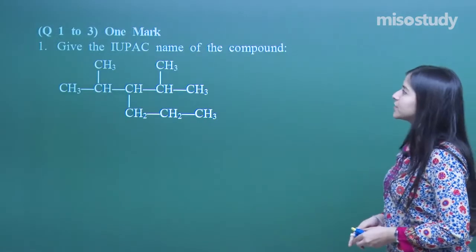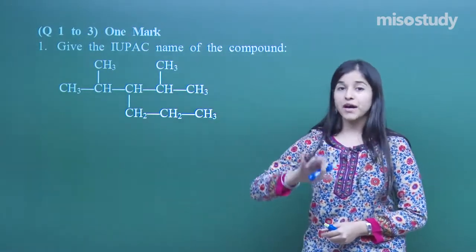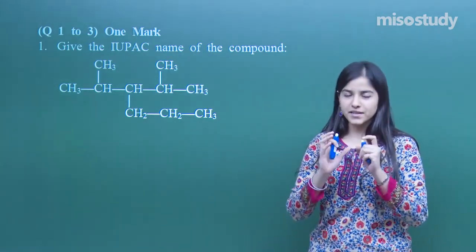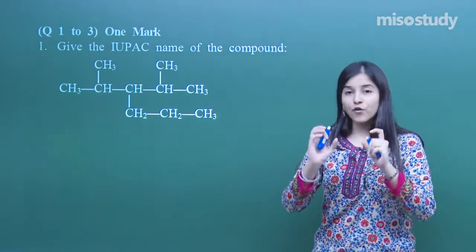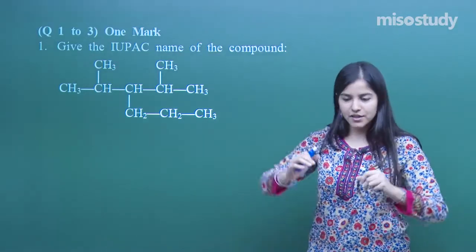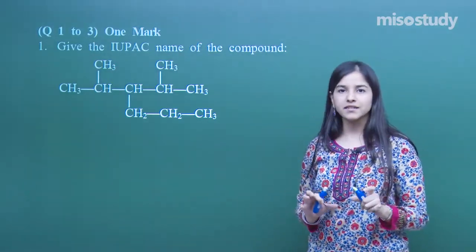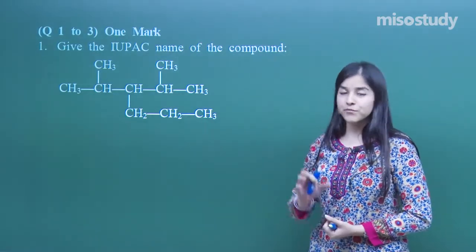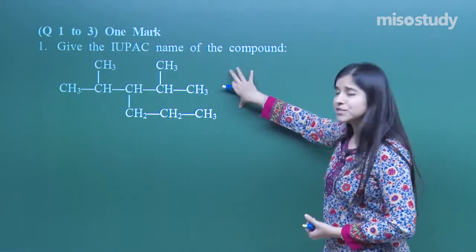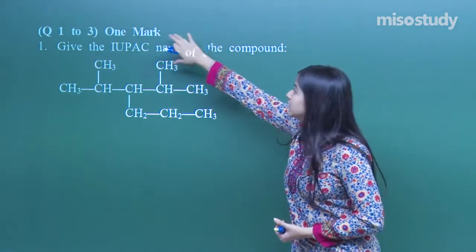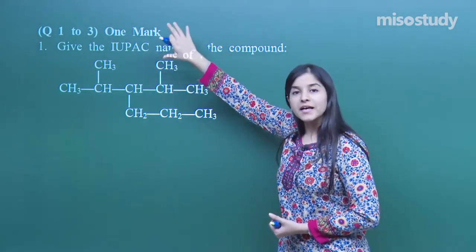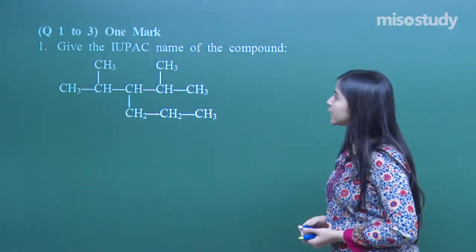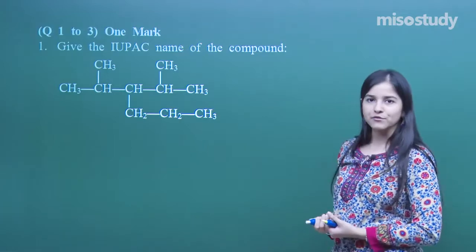It says question number 1 to 3, 1 mark question. You have to keep that in mind so that you are able to provide the correct answer of appropriate length. Do not just go on writing and writing, it can lead to negative marking also. So you need to focus upon how much marks has been dedicated to a particular question. Now, the first question: give the IUPAC name of the compound.